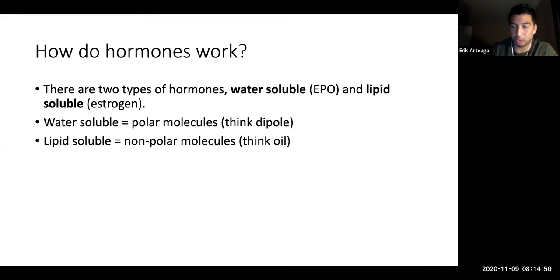Okay. So water soluble, think of polar molecules, right? Think dipoles in water. We have those electrical interactions, the positive and negative charge of the water molecule. Those hydrogens are going to be positive, and the oxygen side is going to be negative, forming that dipole. Then we also have lipid soluble.